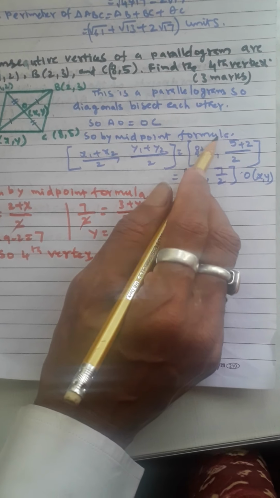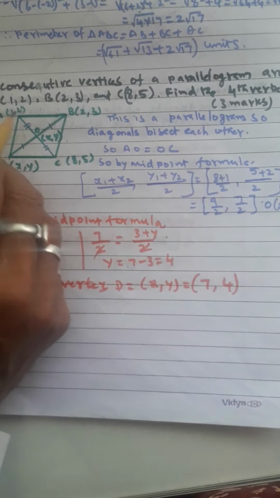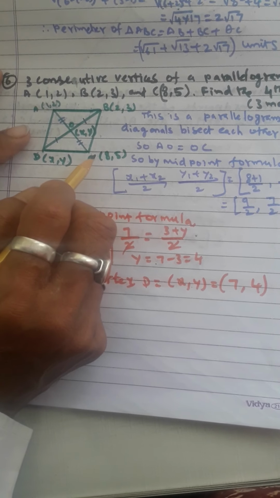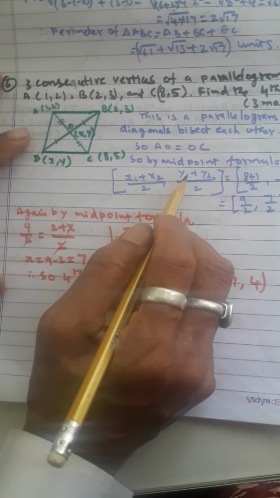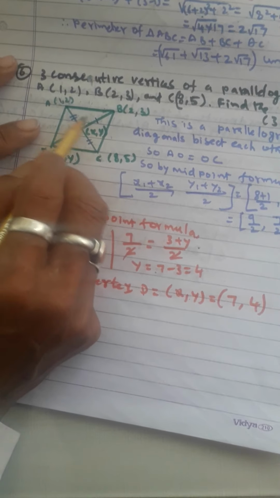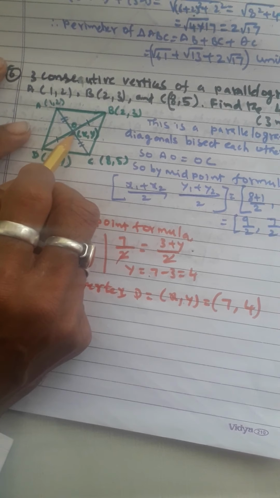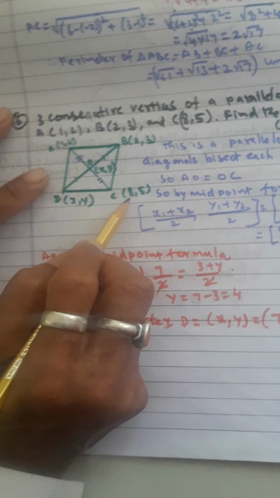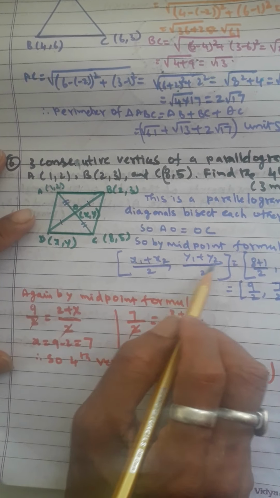Now by using the midpoint formula, we already know the midpoint formula is nothing but x1 and x2 added, divided by 2. So x1 plus x2 divided by 2 and y1 plus y2 divided by 2 will give the midpoint values. So to find this coordinate, I add this x and this x, and y1 and y2, and divide by 2.